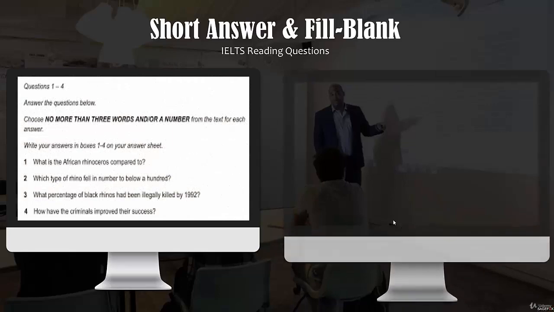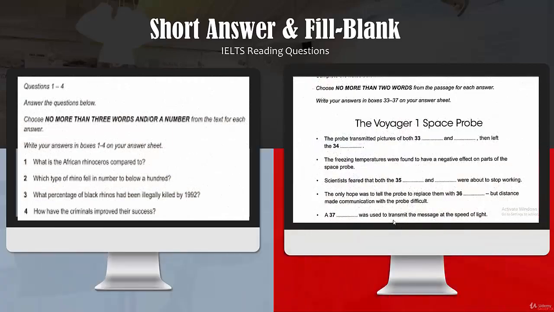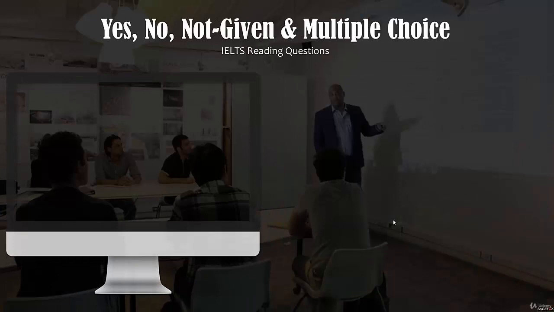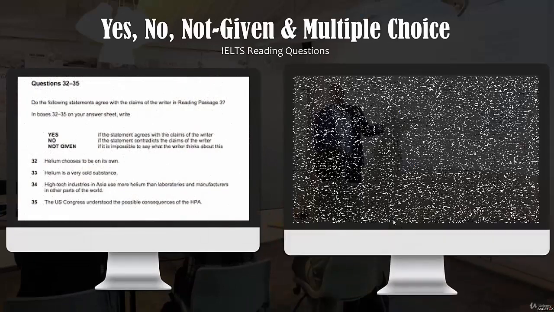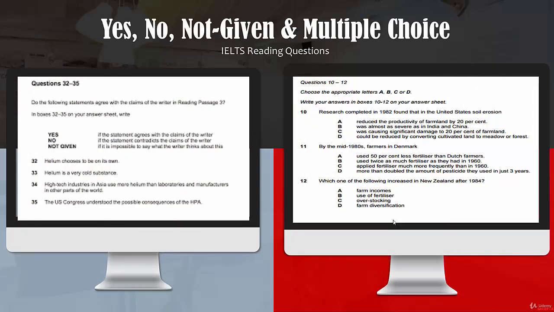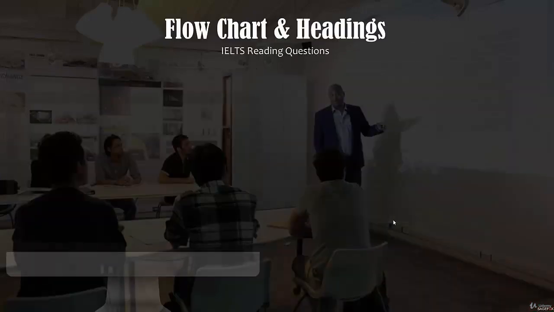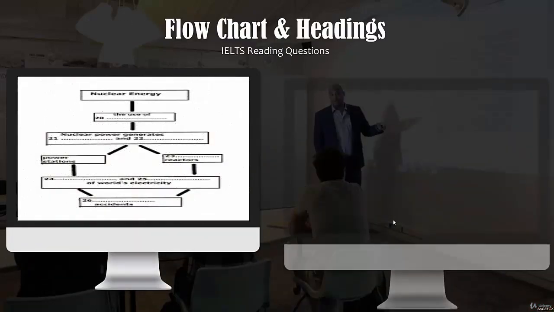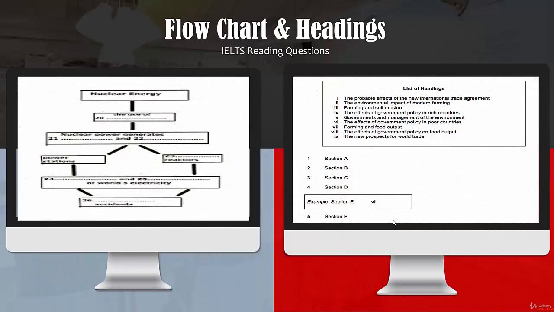Now, here is an example of a short answer question on the left and a fill the blank question on the right. Next, on the left, we have what a yes, no, not given question looks like, and the standard multiple choice question is on the right. On the left side, this is what a flow chart will look like, and on the right side, we have the headings question.